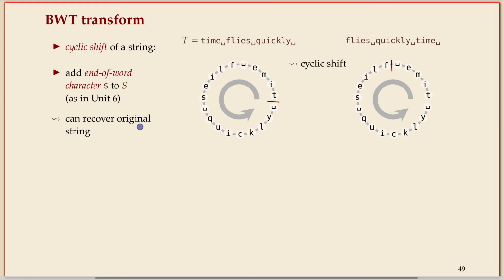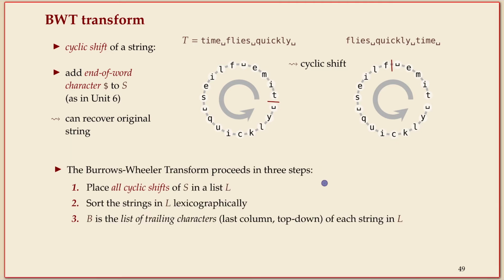That means we can always recover the original string from the cyclic shift. We just have to look for the $ and put the cut right after that. So far, so easy. The Burrows-Wheeler transform now does three things, and this is the conceptual view.